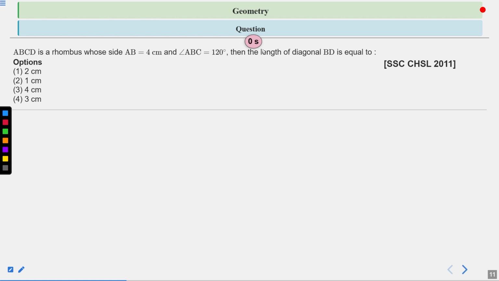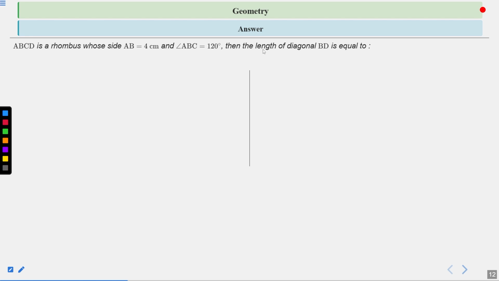Now time's up. Let's see the solution of this question. It is given that ABCD is a rhombus. The rhombus property says that all sides are equal and the diagonals bisect each other perpendicularly. Side AB is 4 cm, so all sides will be 4 cm. And angle ABC is given, which is 120 degrees. We need to calculate the length of the diagonal BD. The correct answer of this question is the third one, which is 4 cm.